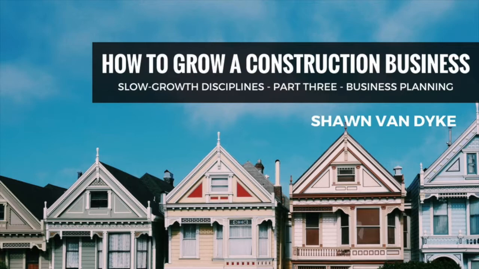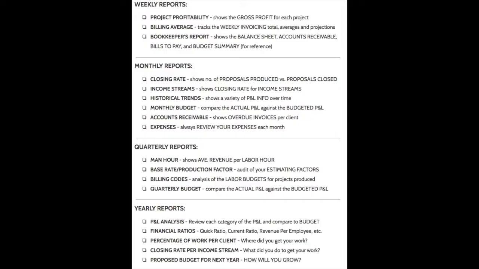So below is the gravity versus frequency report summary. And you can take a look at the blog post, and there's a graphic there that lists all of the different weekly, monthly, quarterly, and yearly reports. And I'll just run through these real quick just to give you an example. So for weekly reports, we want to look at project profitability, average weekly billing, and something that I call the bookkeeper's report, which you're going to take a look at the balance sheet, accounts receivable, bills to pay, and a budget summary, just for reference.